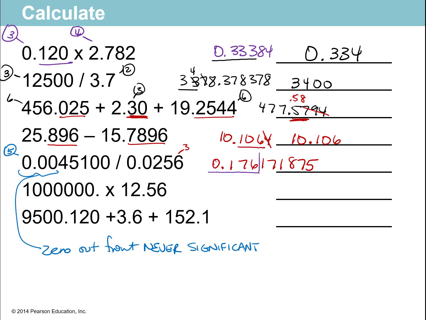The next number is a 1, so what happens? It just rounds off, right? So anything that's 5 or up, it rounds the last number up. If it's less than 5, then you just drop it off. But notice that I keep 176. I keep the decimal place to show the size of the number. So the 0 out front is not significant, but you need it to show you how small the number is.